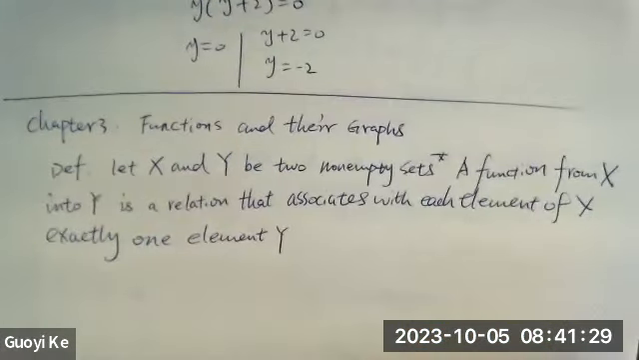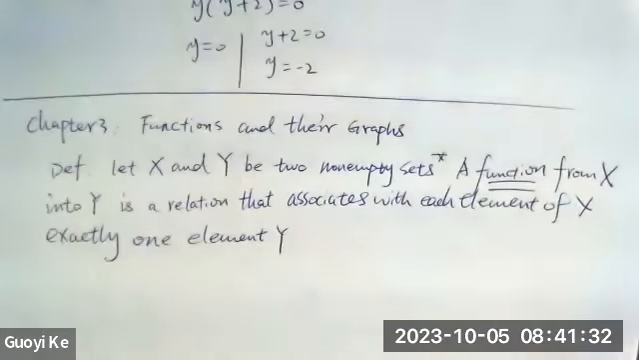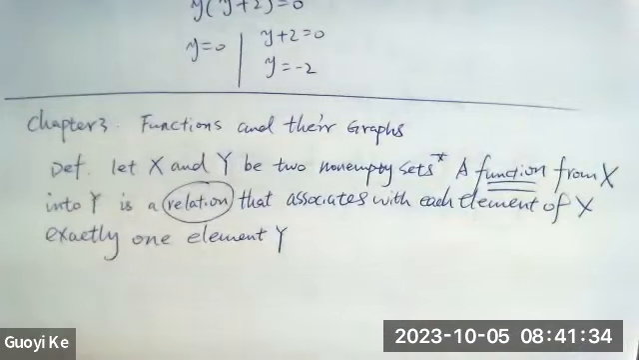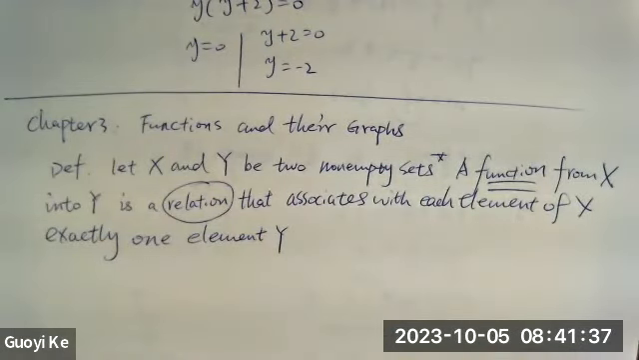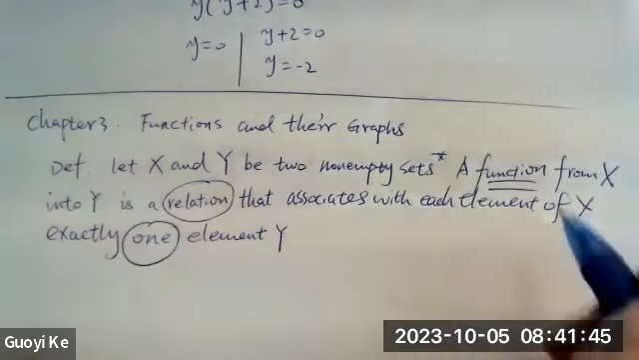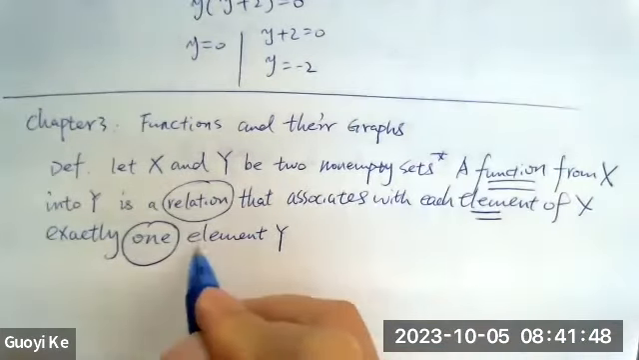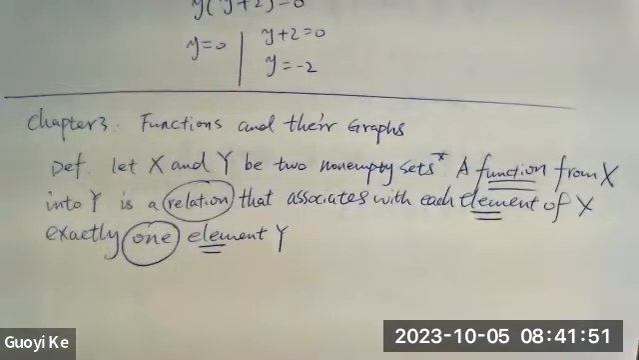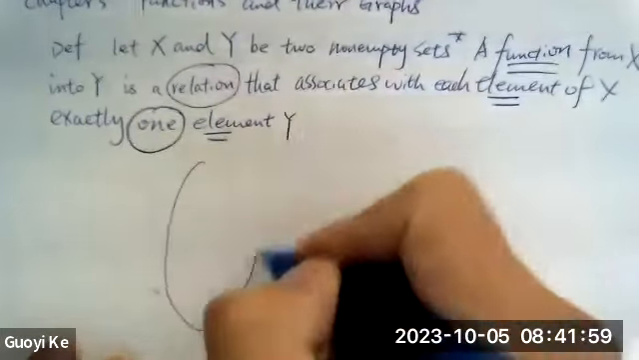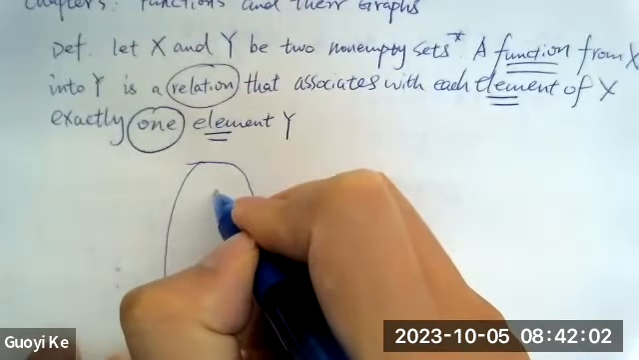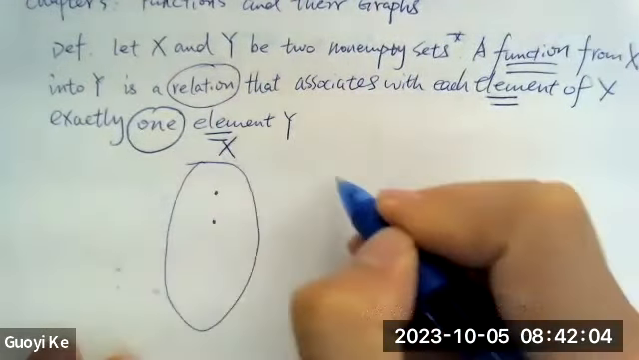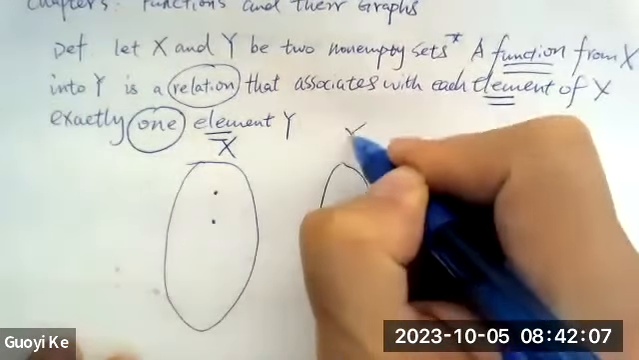Okay, let's take a look at the definition of function. What's the definition of function? A function is a relation that associates with each element of x exactly one element y. So each element has one element in y. Now I'm going to draw a graph, okay? For example, that is the x set. This is the y set.